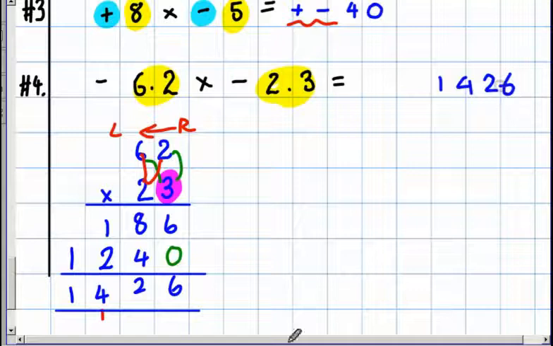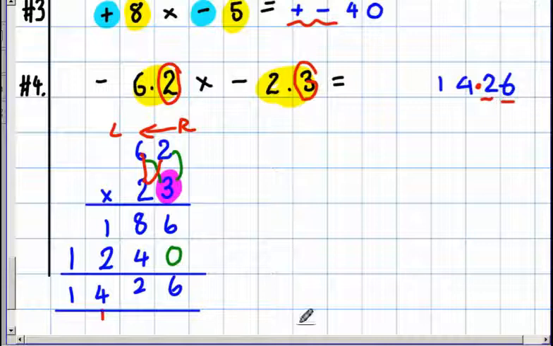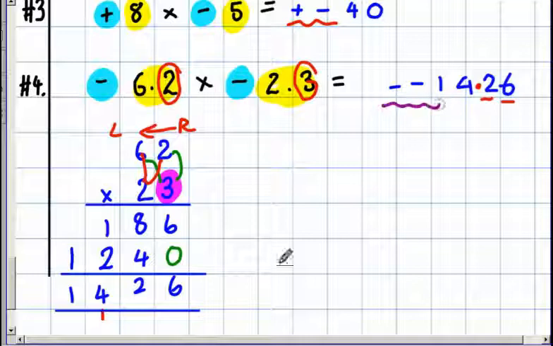Now, let's have a look. But my calculation was 6.2 times 2.3. So I've got 2 figures in the question after the decimal point. So I've got to put my decimal point there so that I have 2 figures. And then the easy bit, were there any signs involved? There was 1 there and 1 there. And I write both those signs. And again, that, as we'll see in another lesson, can be changed. Okay.